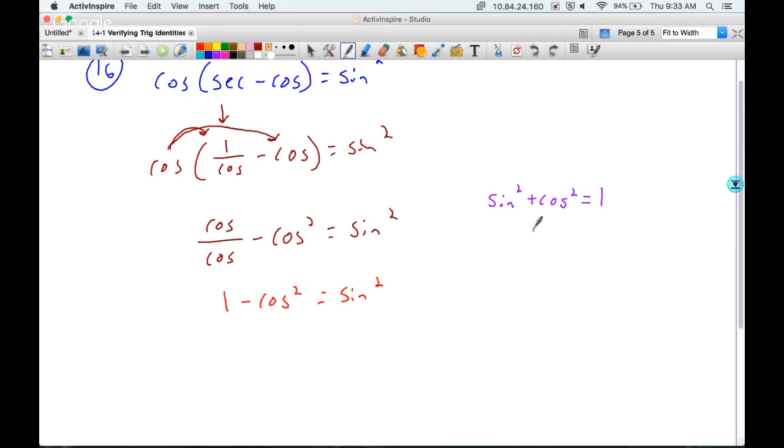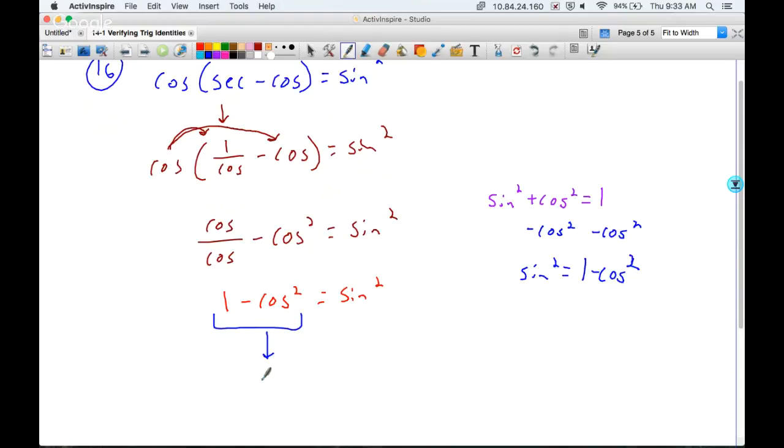So I write down my Pythagorean identity. I'm going to subtract cosine squared from both sides. And now I've got sine squared equals 1 minus cosine squared. And so this is an equivalent identity to the Pythagorean identity, which we know is true. And so I can take this and use it as an identity. I can replace a 1 minus cosine squared with a sine squared because they are equal. This is just basic substitution.